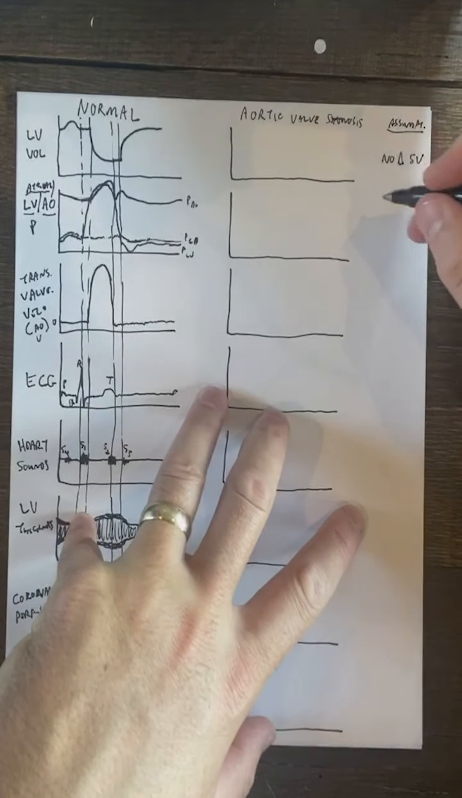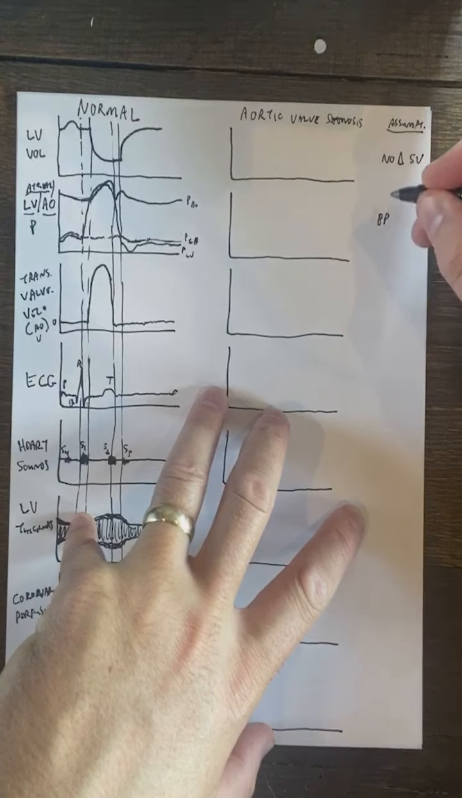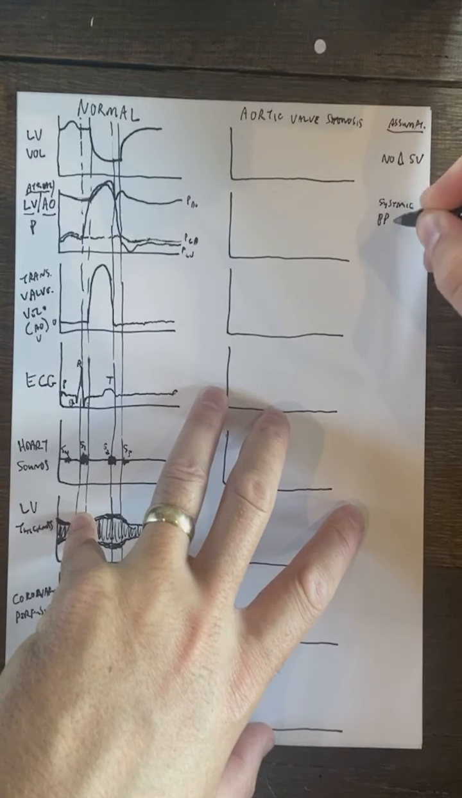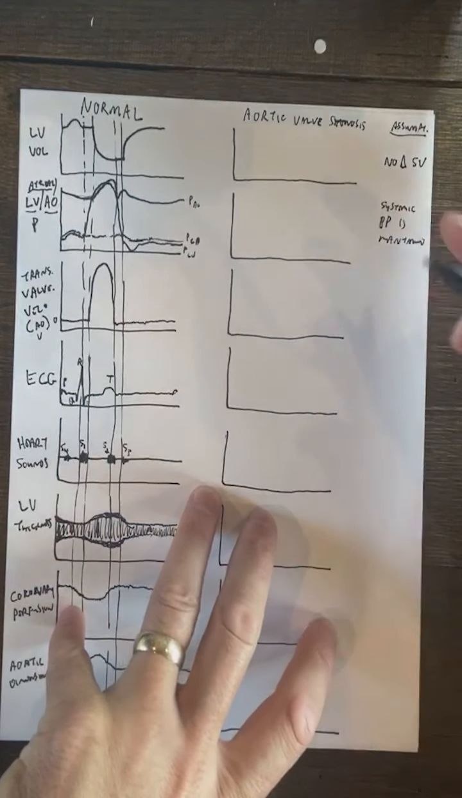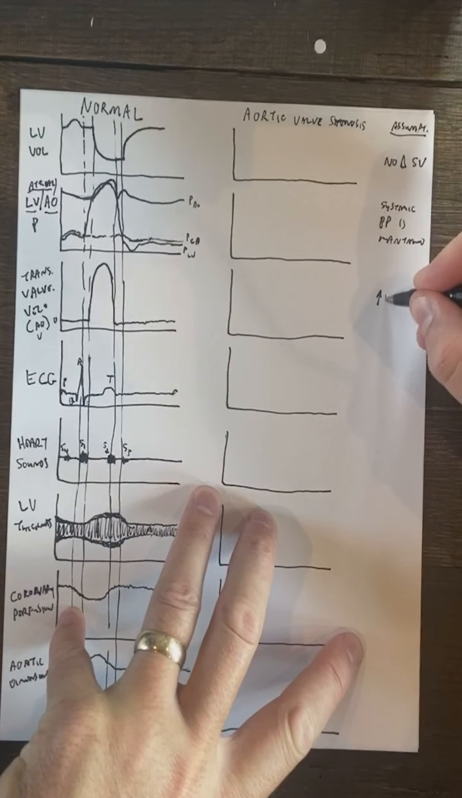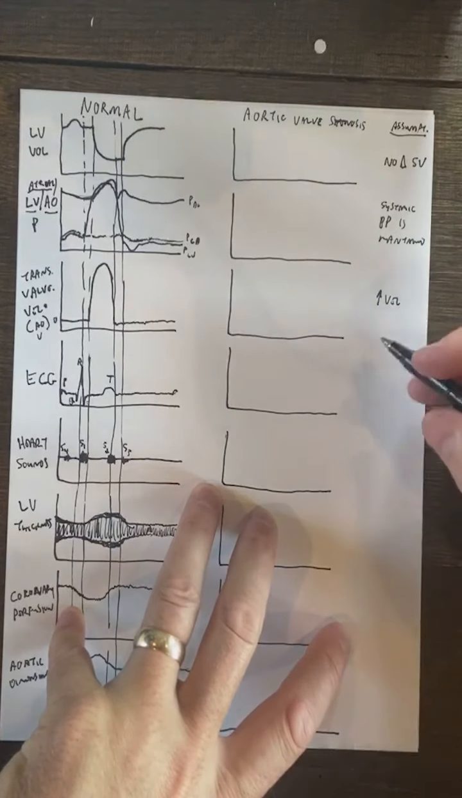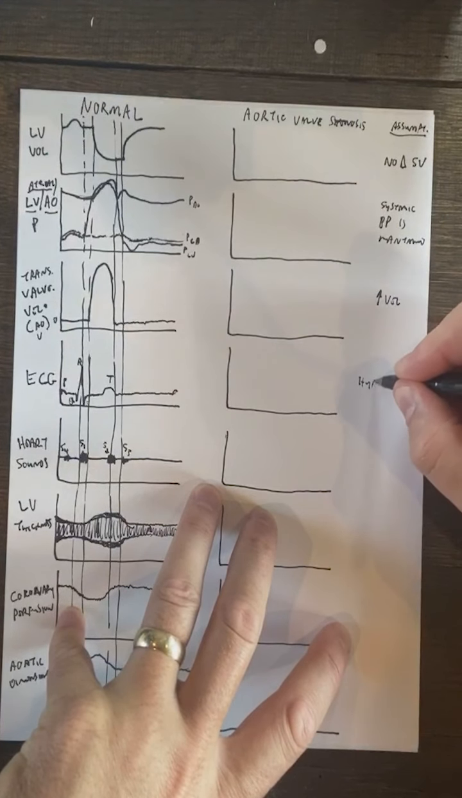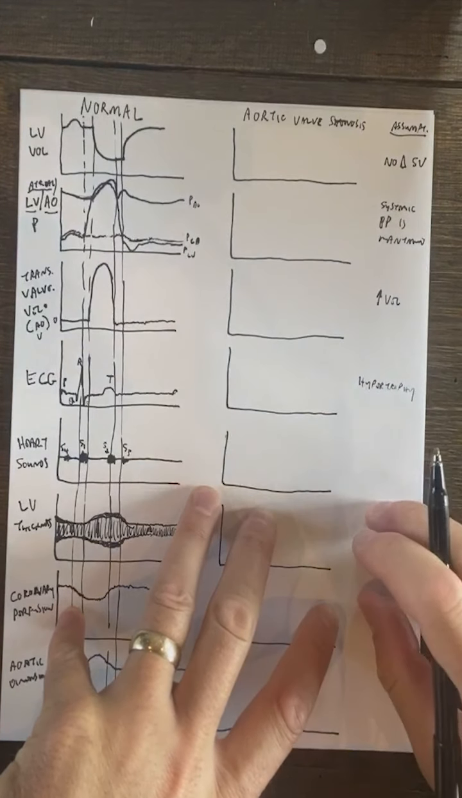Similarly, we would say that systemic blood pressure is probably maintained. Of course, some of these other changes, I think we'll talk about. Of course, we'll have an increase in velocity across the valve. ECG, we could make the assumption that maybe there's a bit of hypertrophy. Might manifest as a change in the ECG.